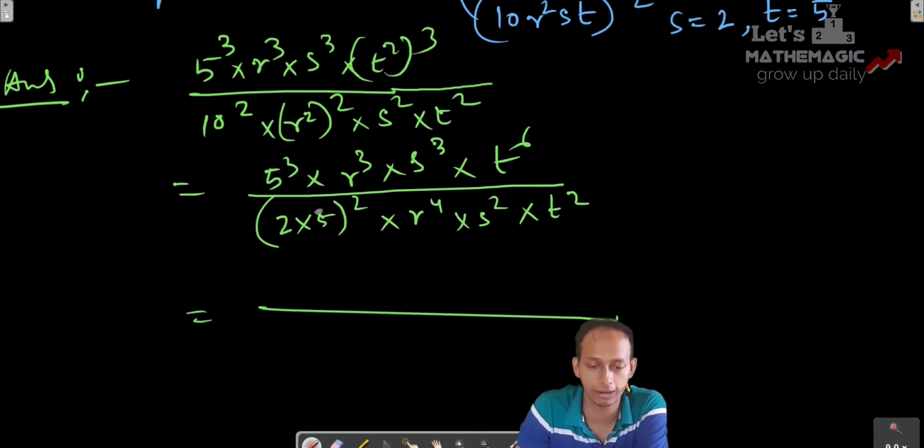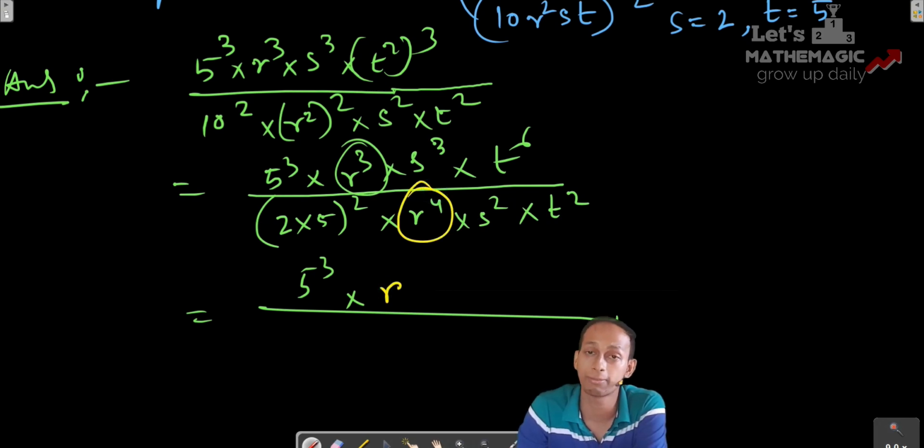Like it's 5 cube, and here it's r cube. All of you please check very carefully, it's r cube and it's r4. So as we know, if the bases are the same and it's in division form, it should be r to the power 3 minus 4.